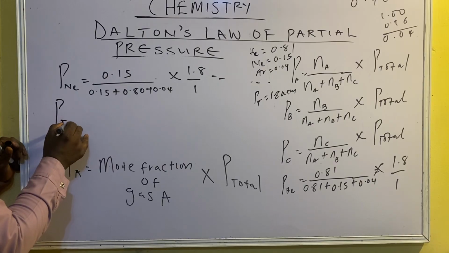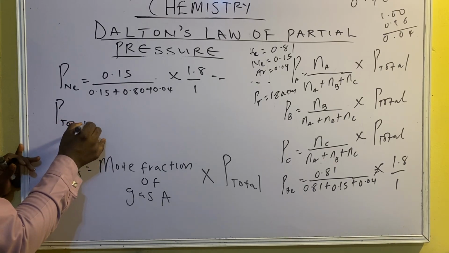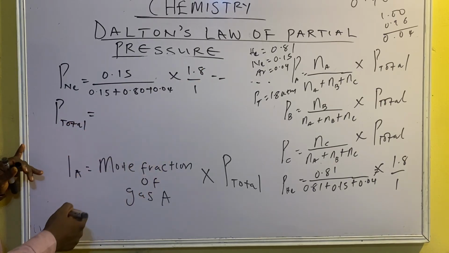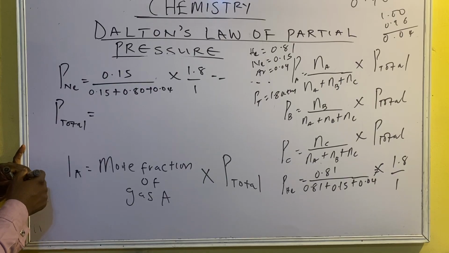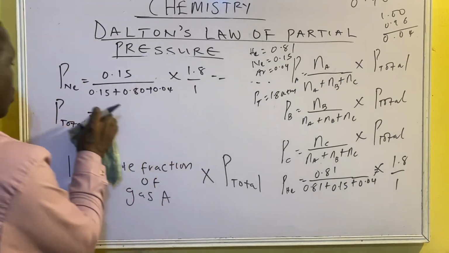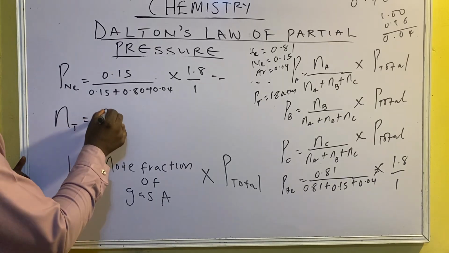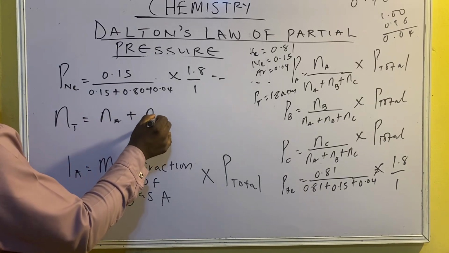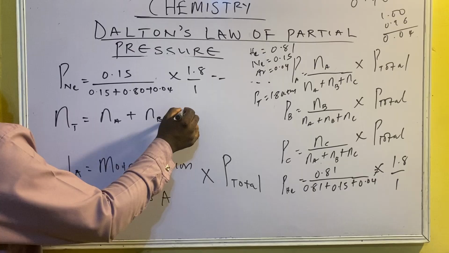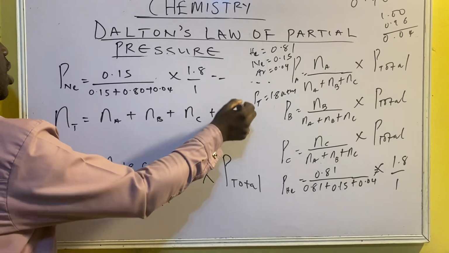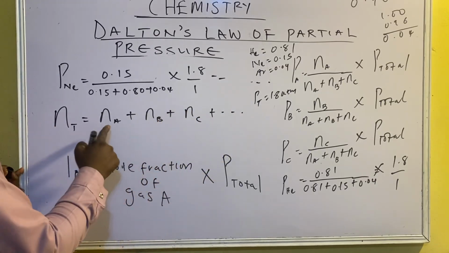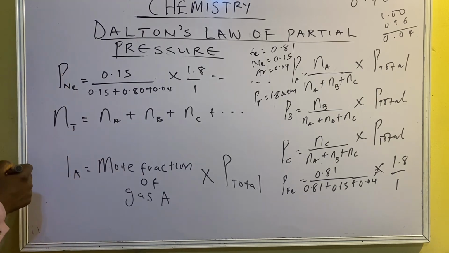That's your P total, as I said the other time. And then your total mole is equal to your mole A plus your mole B plus your mole C, etc. So you can make any of these the subject of the formula. Take note of this. So this is partial pressure.